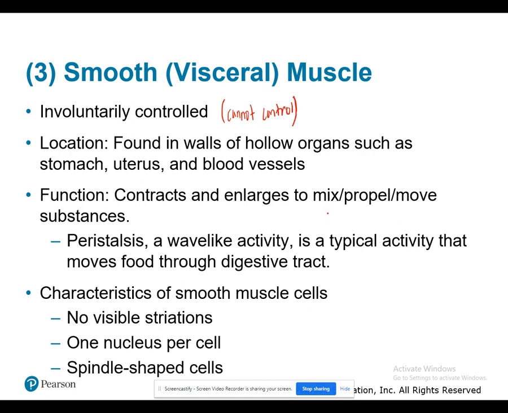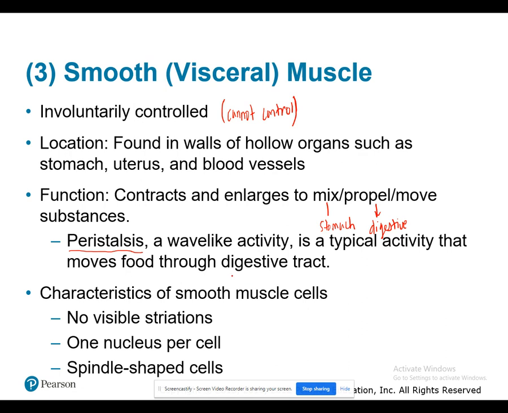So its function is to contract, and it also gets larger to help mix things in your stomach, to propel things down your digestive tract, so to propel things down your throat or through your large intestine, and also just to move substances. So a common term you're going to hear coming up in other chapters is peristalsis. Peristalsis is a wave-like activity, so it's contraction waves. And what these help do is move food through your digestive tract.